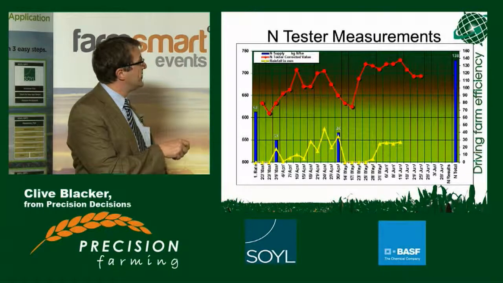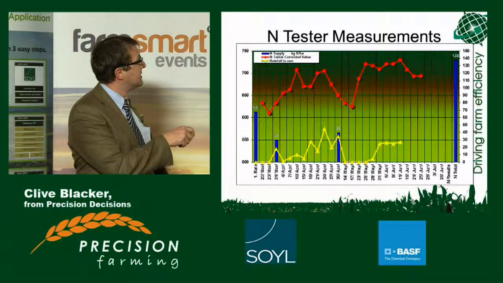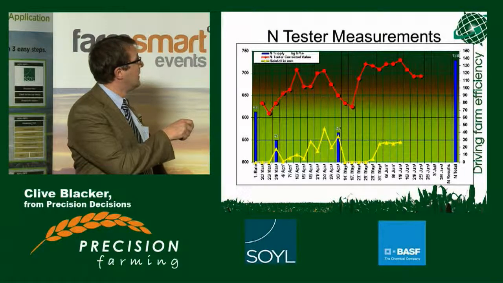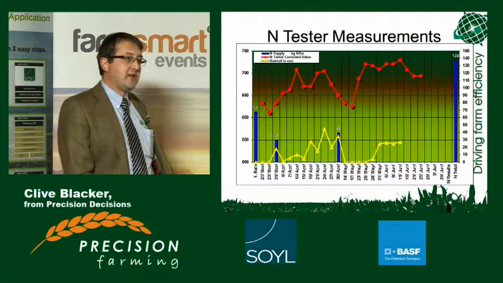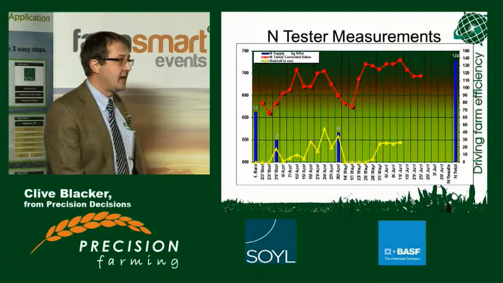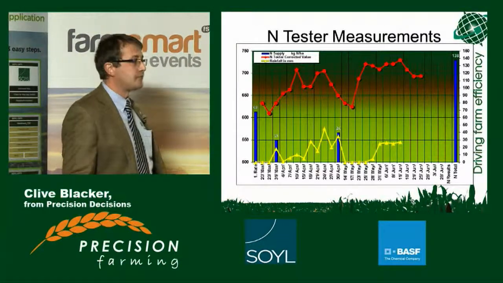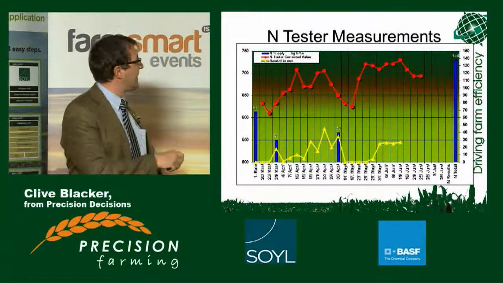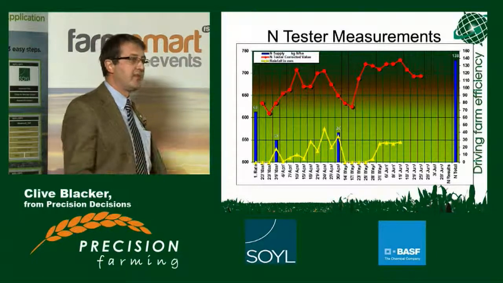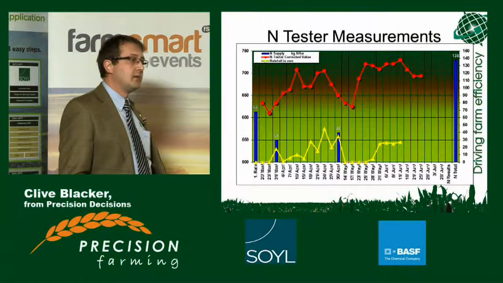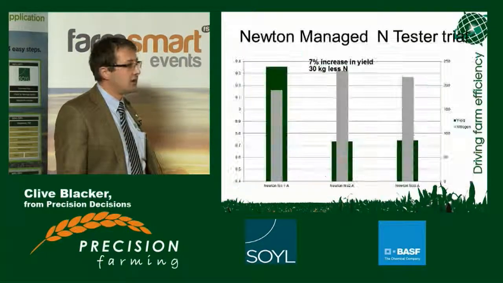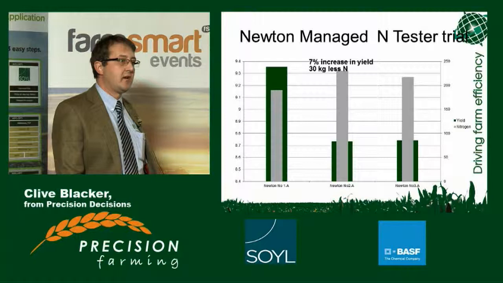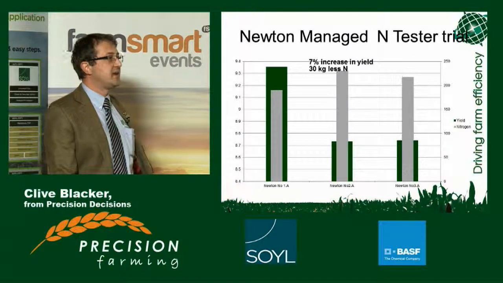At this stage, we've only put on 132 kilos, and you can see that we maintained way above our threshold. We chickened out and put another 50 kilos on because I didn't believe I could grow a crop with 132 kilos of N. So we put another application of 50 kilos on to top it up a bit further. But it staggered me because when we took this to harvest, even though we'd had a 30 kilo saving on farm practice, we still got a 7% increase in yield.